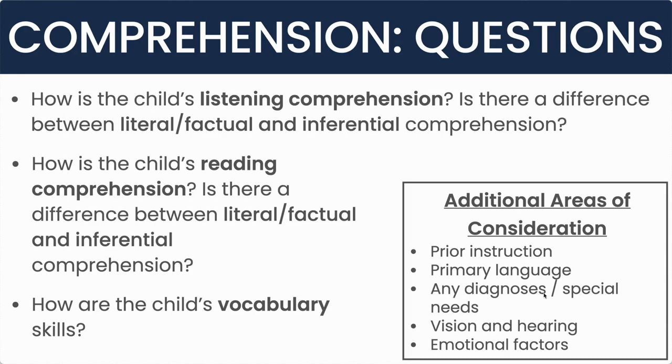Other areas, if there's any diagnoses or special needs, again, executive functioning skills can interfere with comprehension. Their vision and hearing, you want to make sure those are okay. And then, emotional factors as well. And actually, if a child is having trouble relating to others and understanding emotions, then that is actually something that's going to play into their ability to make inferences and understand human characters and feelings and things like that in texts. So there's a lot to consider here. These are some highlights.